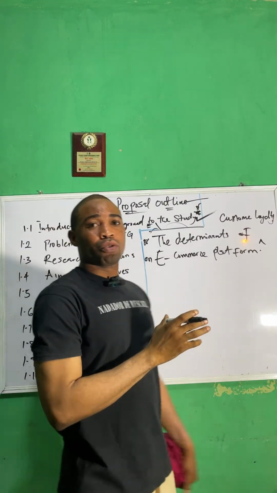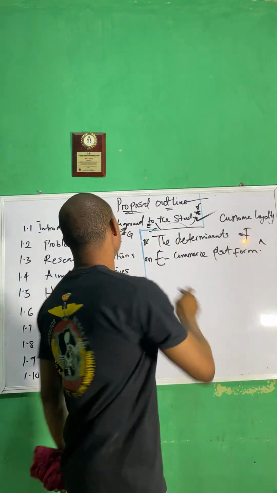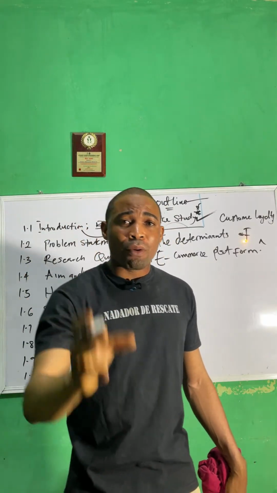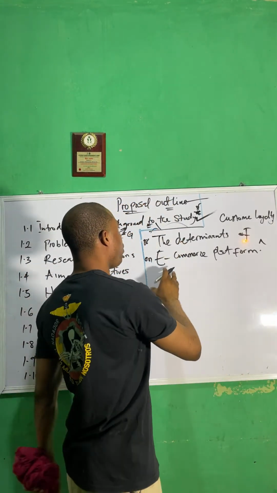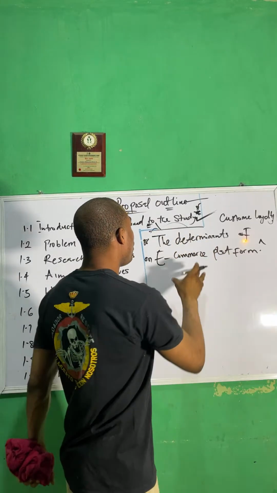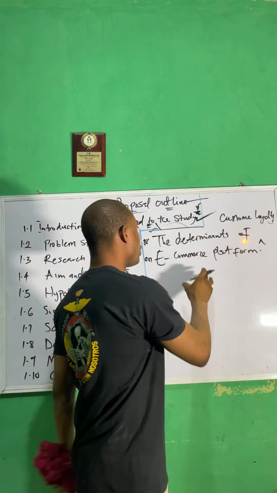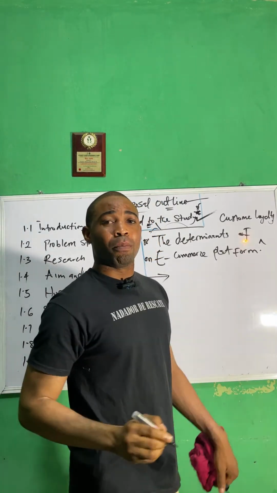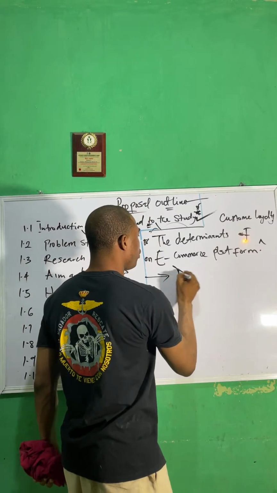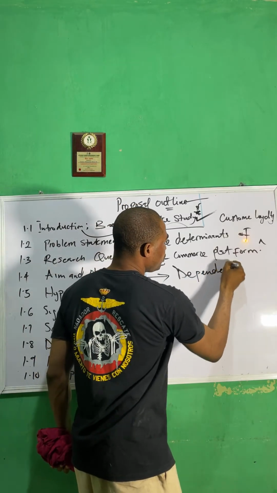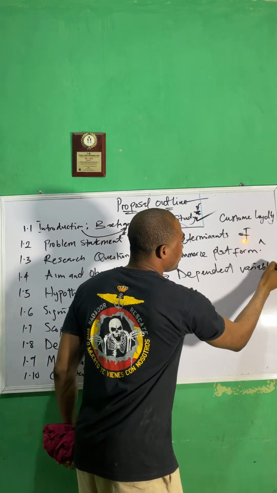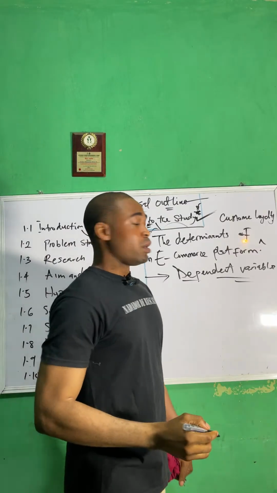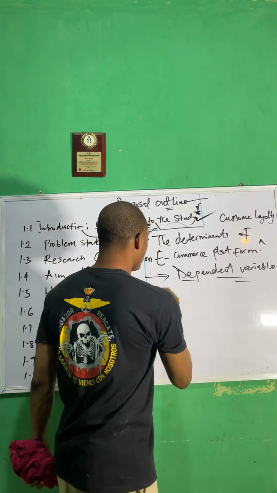Now, how do we understand what your topic is? That is what the introduction is for. The introduction gives us a summary, overall information of what your topic is talking about. You want to introduce your topic to us. The first thing under your introduction or background to the study is to identify your dependent variable. Here, your dependent variable is customer loyalty.